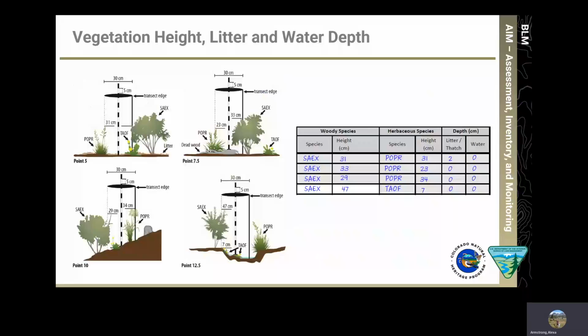At point 7.5, the measuring rod rests at the top of embedded woody litter. Salix exigua is the tallest woody species within the 15 centimeter radius at 33 centimeters, and Poa pratensis is the tallest herbaceous species at 23 centimeters. Both litter and water are recorded as 0.